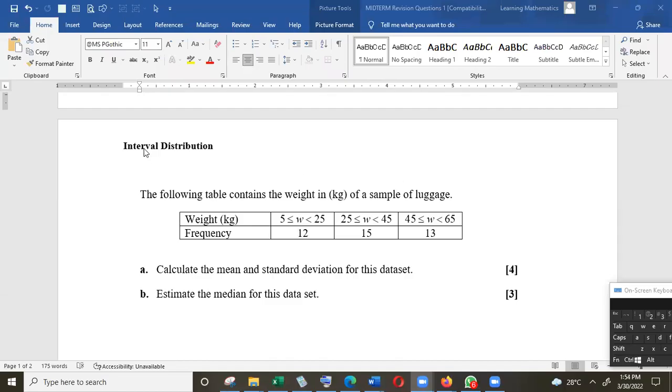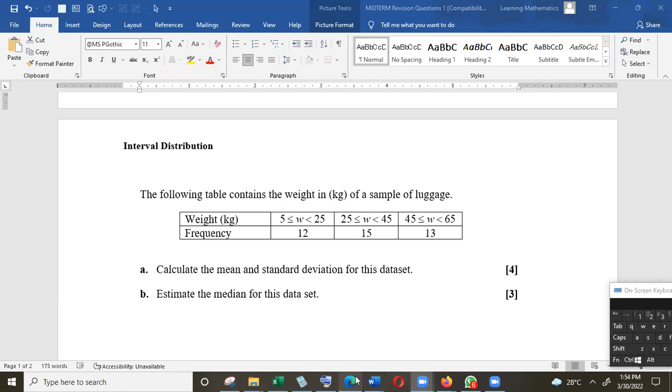So here we have an interval distribution. It says the following table contains the weight in kilograms of a sample luggage. Weight from 5 to 65, you have 3 intervals, and you have the frequency. Calculate the mean and the standard deviation.